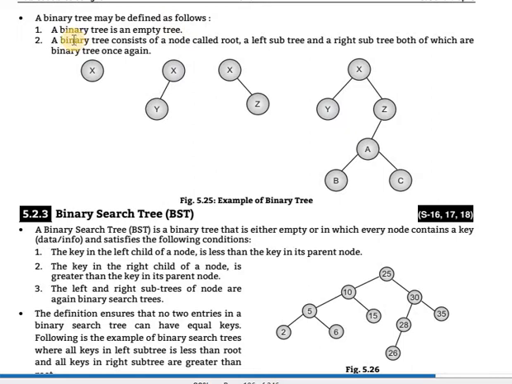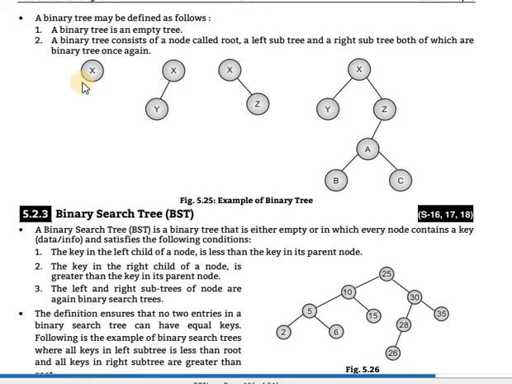First, a binary tree is an empty tree. Second, a binary tree consists of a node called the root and a left subtree and a right subtree, both of which are binary trees. Once again, this slide shows examples of binary trees. This is also possible, this is also possible, and this is also possible. That has 2 children, and there again 2 children.